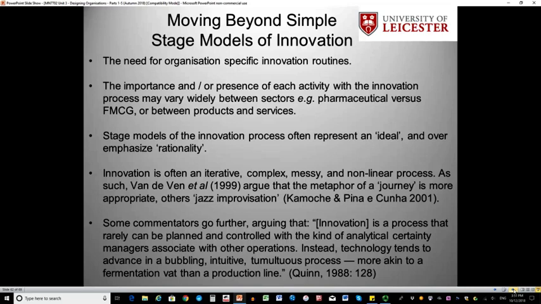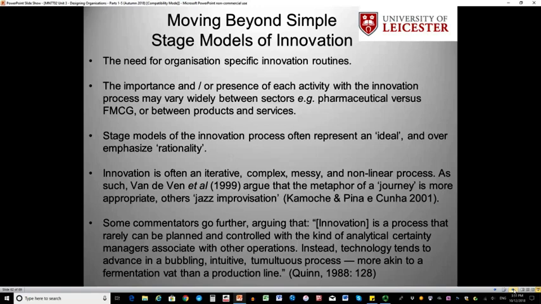But also, I think the rationality and ideal design of the innovation process through the NPD process underestimates the fact that innovation and creativity are often an iterative, complex, messy, non-linear process.